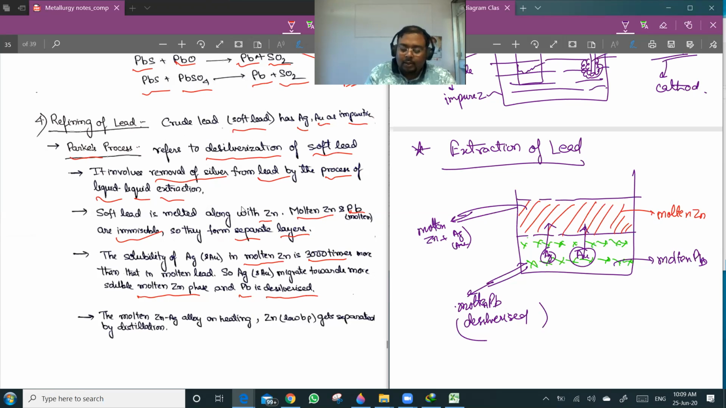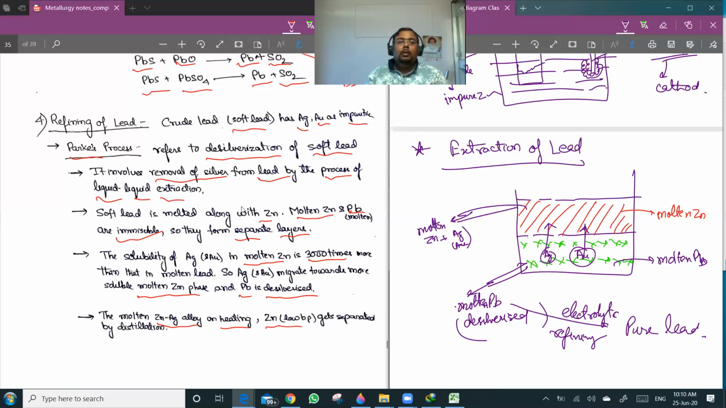Now this molten zinc-silver alloy, on heating, zinc will vaporize easily because it has a low boiling point. So we can use distillation to separate zinc from gold and silver, and this is how we remove silver from lead. After this, the molten lead can be subjected to electrolytic refining, which is a very common technique for all metals, and you will get pure lead. This is the Parkes process for desilverization of lead.